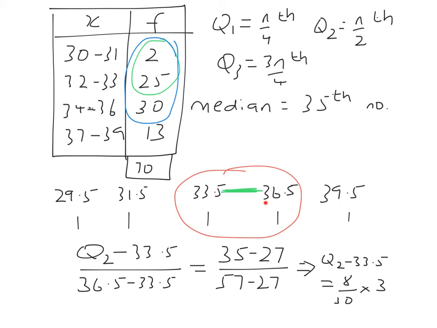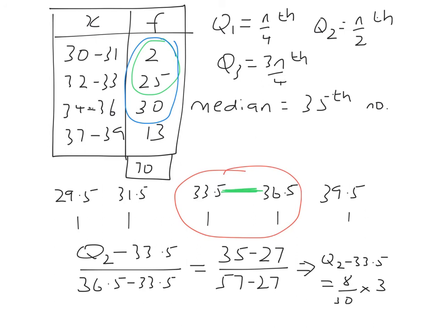Why is it 8/30ths? That's because 8 is the difference between 27 and 35. So it goes from the 27th number to the 35th number. So that's 8. And it's 8/30ths because there's 30 numbers in that group. There's 30 numbers here. So that's what Q2 minus 33.5 is.